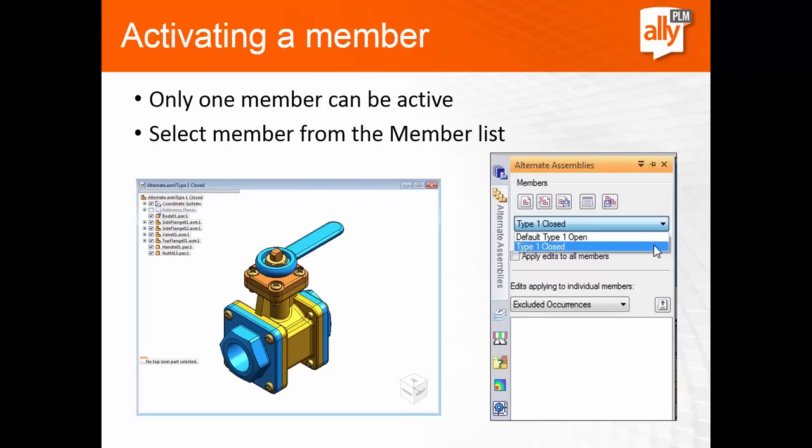We can only have one member active at a time. So there's a drop-down list here. You can pick which member you want to be active, and it'll simply change the parts to match whatever you have picked from that list.